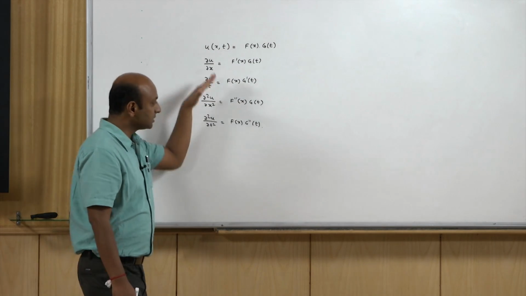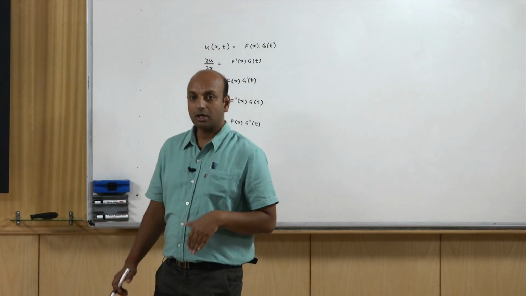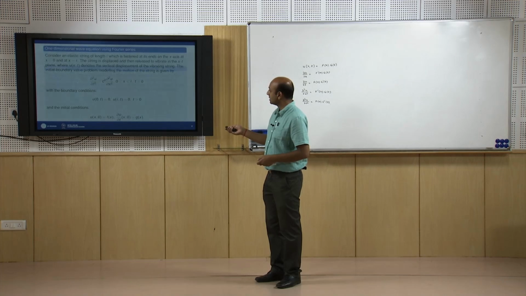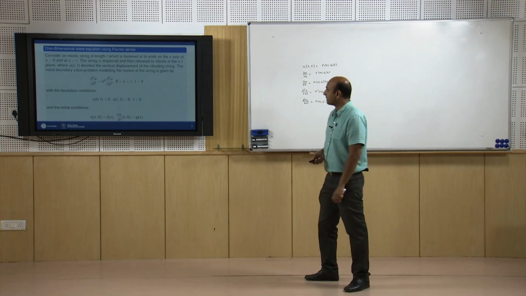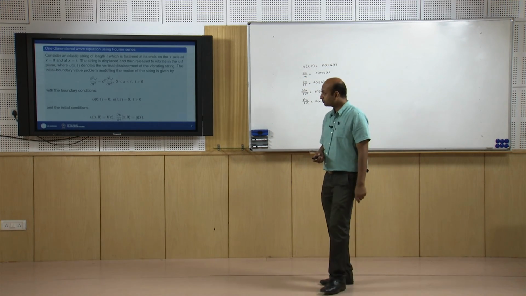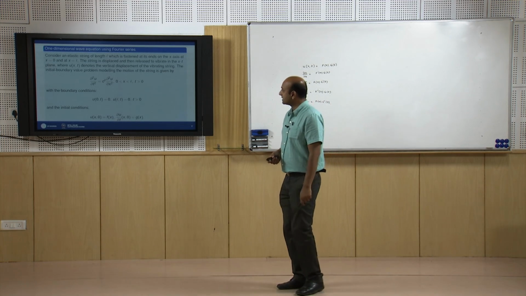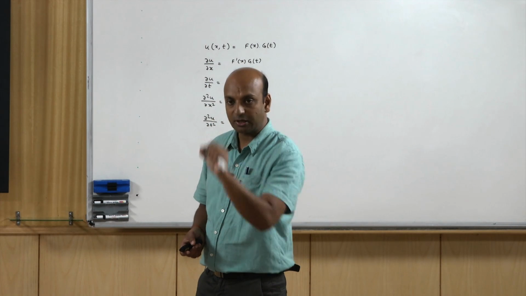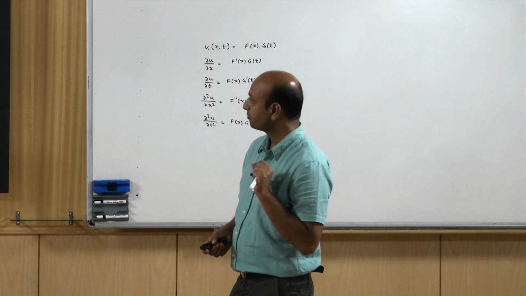Let us illustrate this method by some examples. This is all we have discussed. First of all, consider the one dimensional wave equation using Fourier series. Consider an elastic string of length L which is fastened at its ends on the x axis at x equal to 0 and x equal to L. The string is displaced and then released to vibrate in the xt plane, where u x t denotes the vertical displacement of the vibrating string.